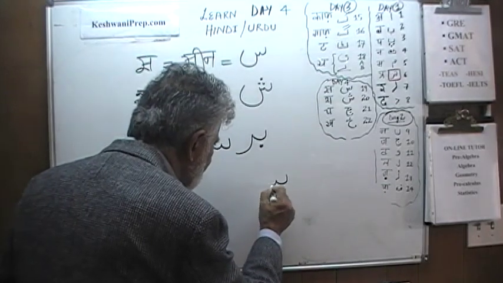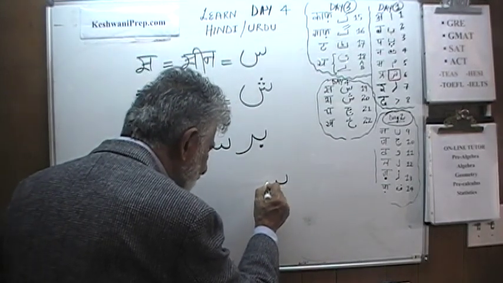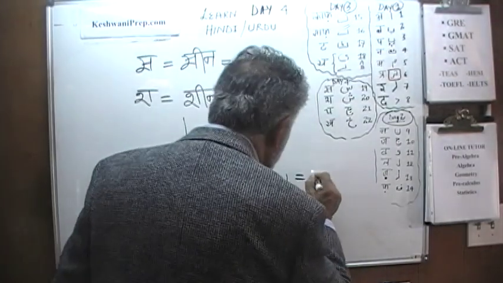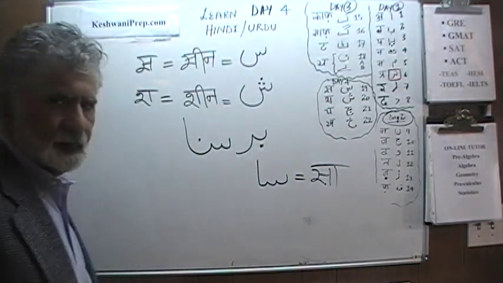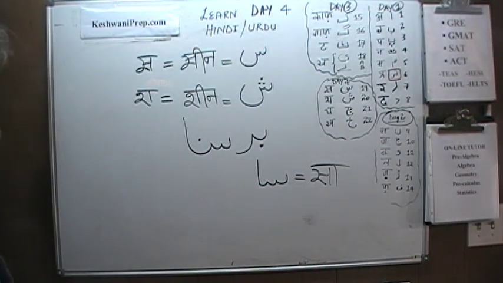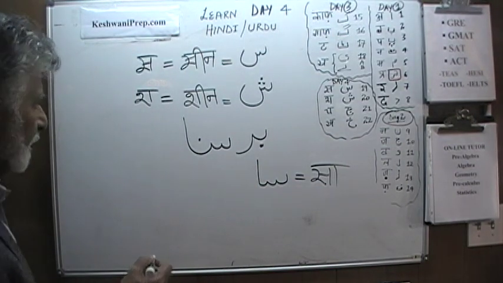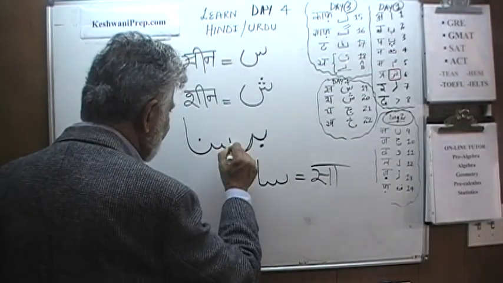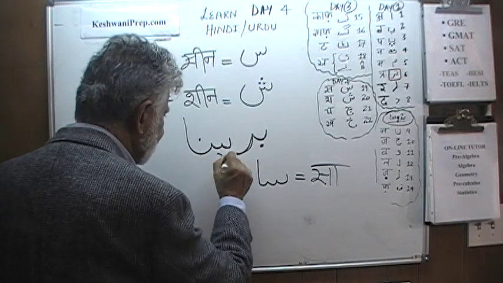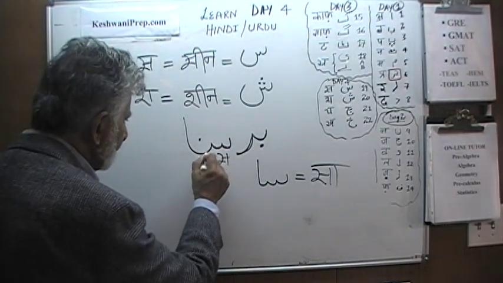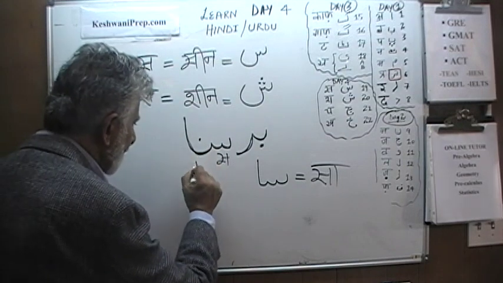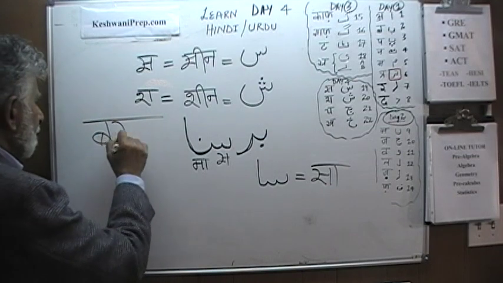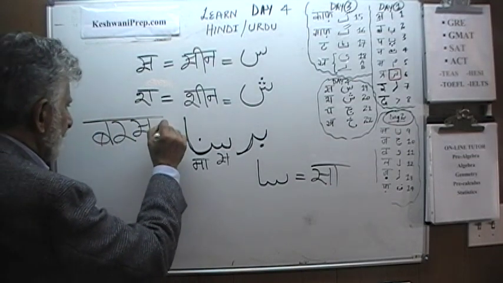You make 2 of those circles, and then if it joins alif, then you're going to make 1 more and make an alif. That's a sa. This is sa. This is a union of seen and alif. So this is bur, ra, and this is sa. This thing is sa right here. And this part right there is the na part. Barasna. Ba, ra, sa, na.